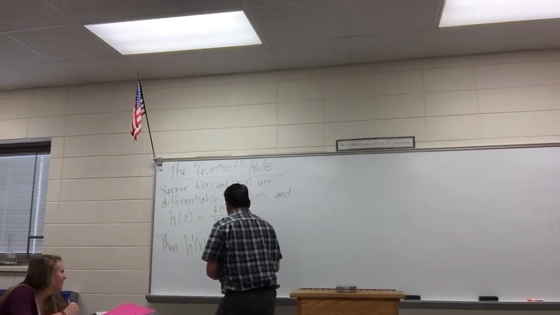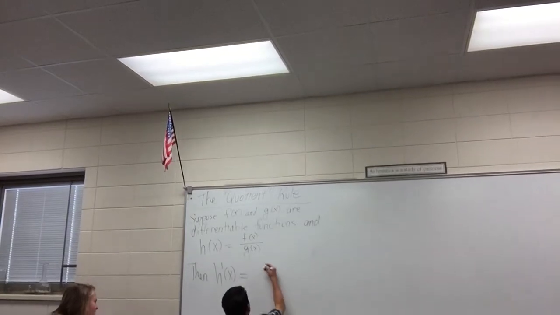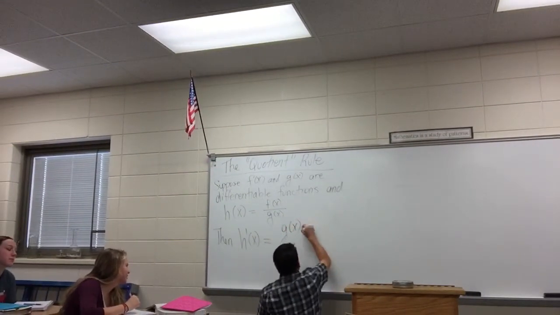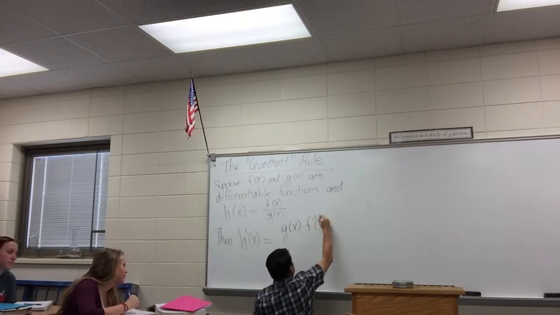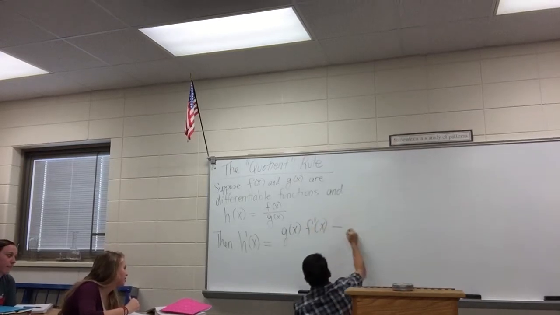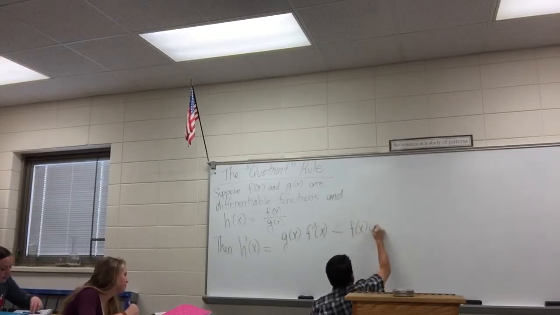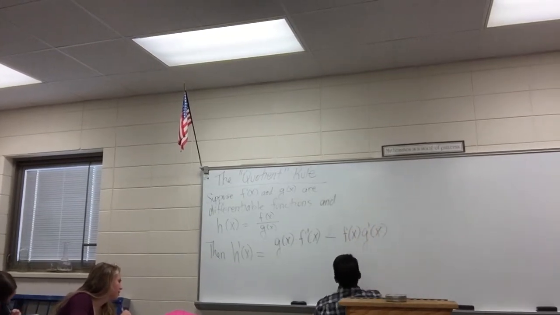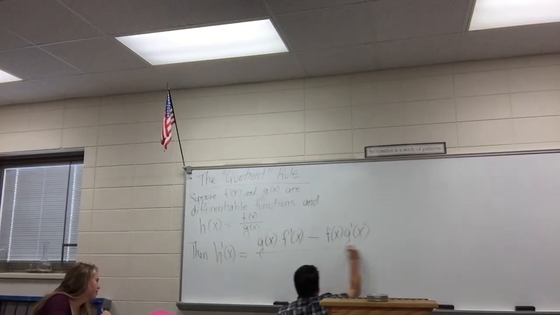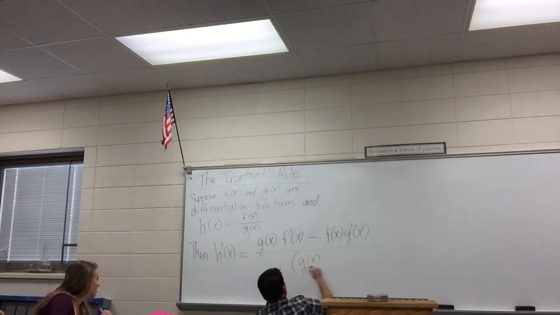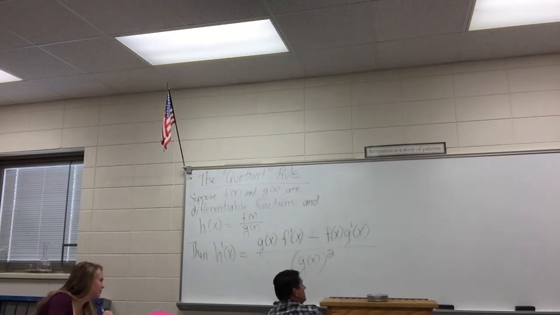Okay, hang on to your seats. Here we go. It's g of x times f prime of x minus f of x times g prime of x, all divided by g of x, the whole thing squared.